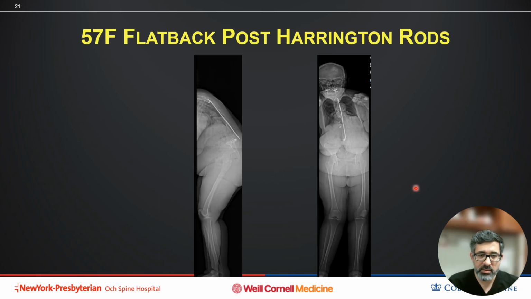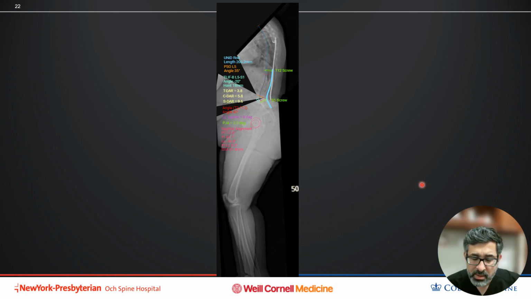Here's another patient I had with a flat back. She had Harrington rods placed many decades ago, and she had severe sagittal malalignment and coronal malalignment. And same thing for her. We planned the correction using the software for the custom rods. We plan to do a pedicle subtraction osteotomy and an interbody fusion at L5-S1. And this is the alignment that we were hoping to achieve for this patient.